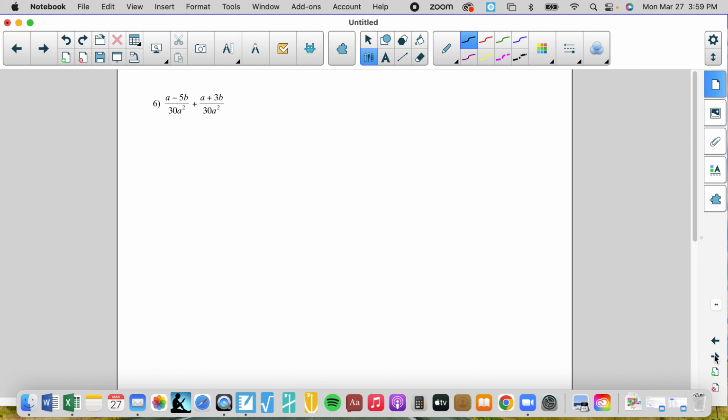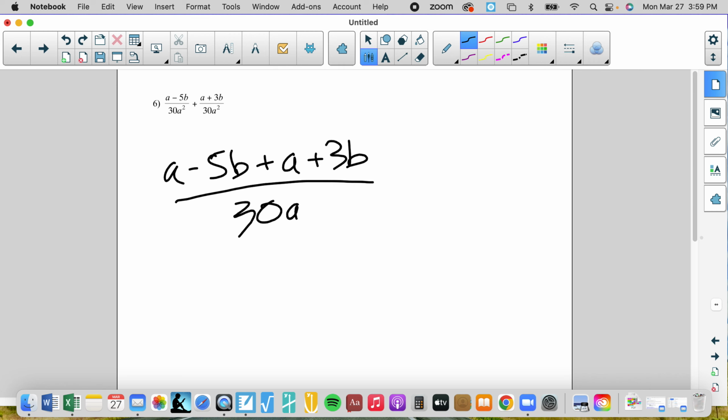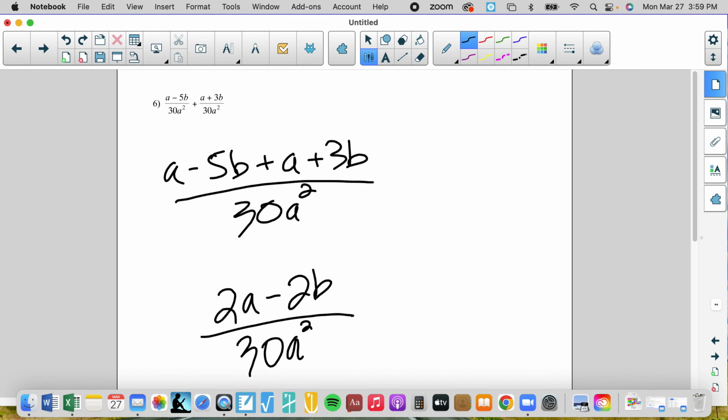Still common denominator. Let's put all the numerators together in the numerator. And let's write our common denominator. Like terms, a and a make 2a. We're adding. The only time it makes a squared is when we're multiplying, but we're not multiplying. We're adding a and a, which makes 2a. We have negative 5b and positive 3b, which makes negative 2b over 30a squared.